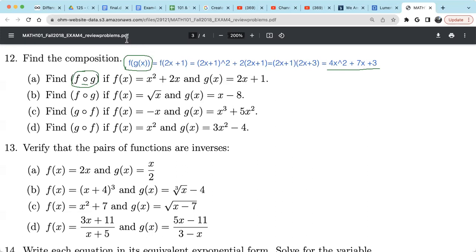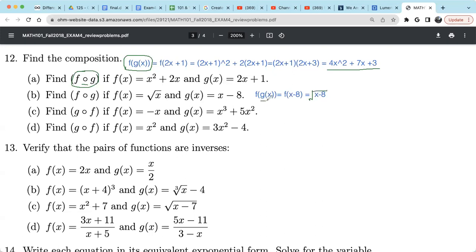Let's see B. Also do f composed with g. That means f takes g of x as input. And let's write down g. G in this case is x minus 8. So that means f takes x minus 8 as input. How is f defined? F says square root the input. So we have square root of x minus 8.